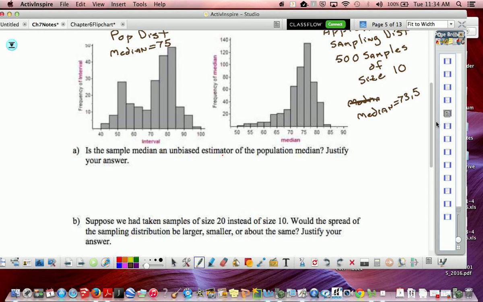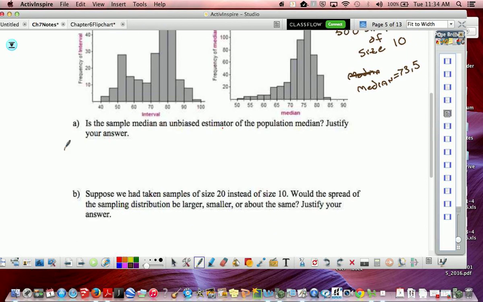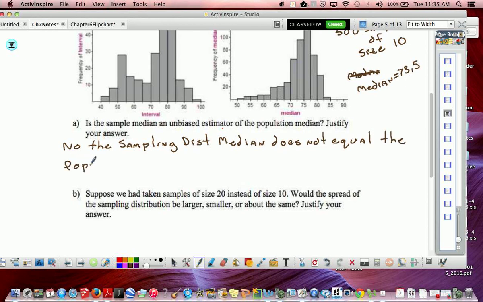It would have to be very darn close to 75. Is 73.5 really close to 75? Kind of, but when we're talking really close, we're looking for like 74.9 or 75.1. 73.5 is actually a considerable distance away. So is this an unbiased estimator? No. The sampling distribution median does not equal the population distribution median.